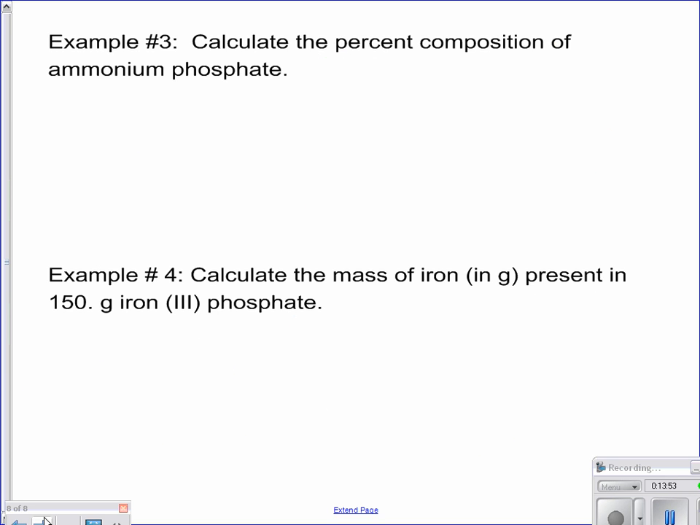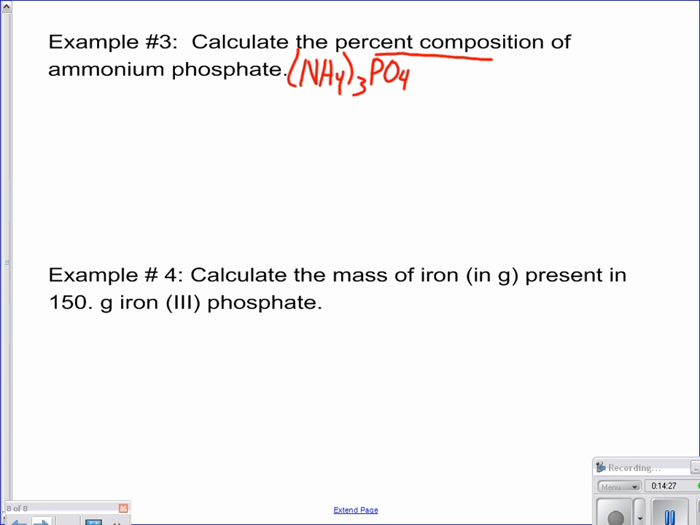Now we move on to something that we saw up at the very top of our paper. Here it says, calculate the percent composition of ammonium phosphate. Again, if it says percent composition, that means for each and every element within that compound, but it doesn't give us any numbers to work with. This is where we have to go back to our formula mass. So the first thing we need to know is that ammonium phosphate is NH4 with a +1, PO4 with a -3, that's how we write that.